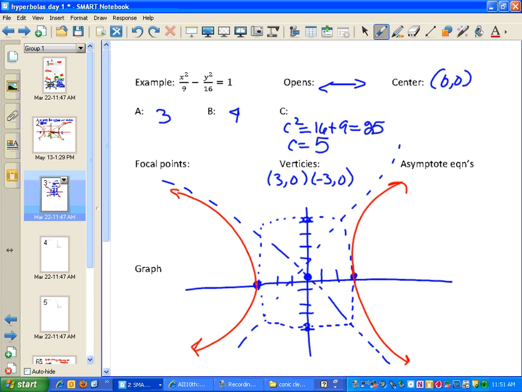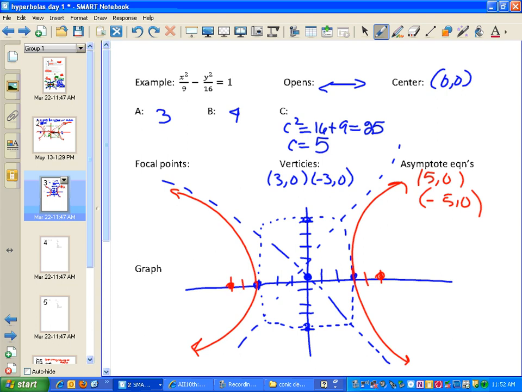Okay, focal points fall at what coordinate? 5, 0, and negative 5, 0. Your asymptote, no. Your focal point is your C. C was 5 units left and right, right? C always represents, in any of these last two lessons, the foci.